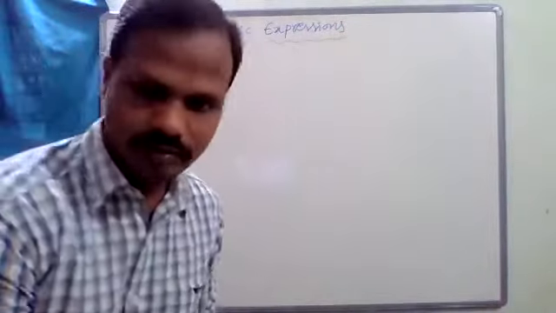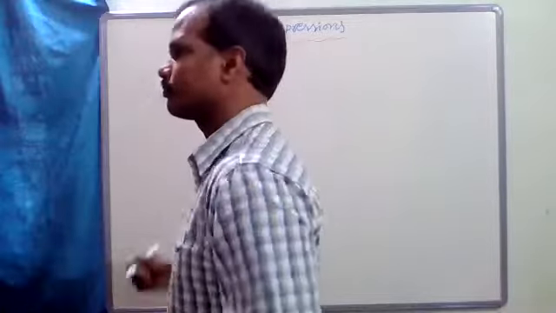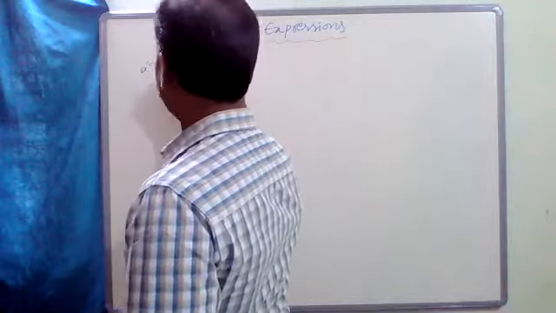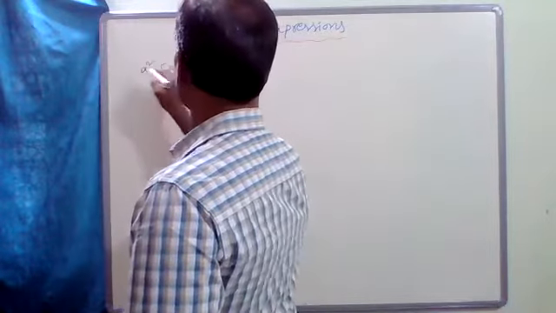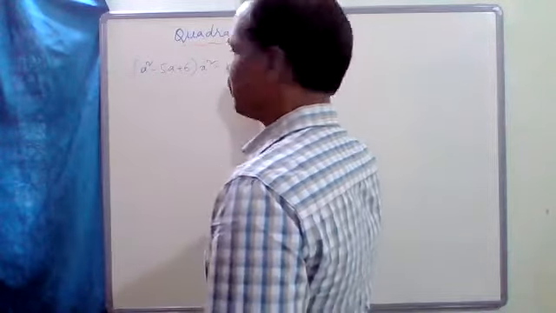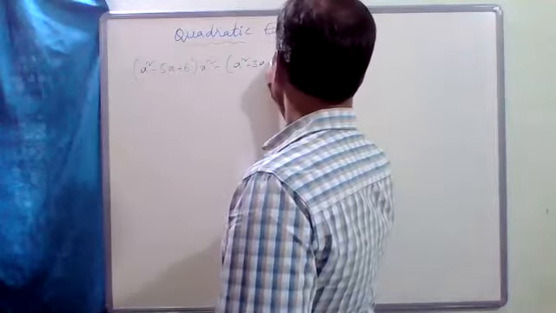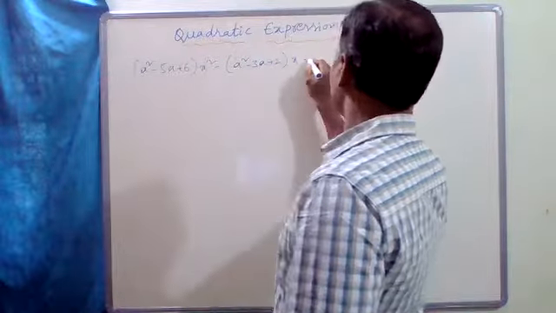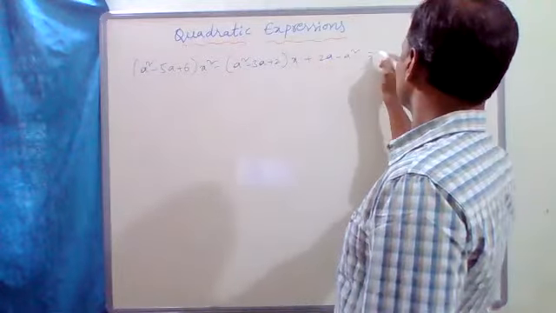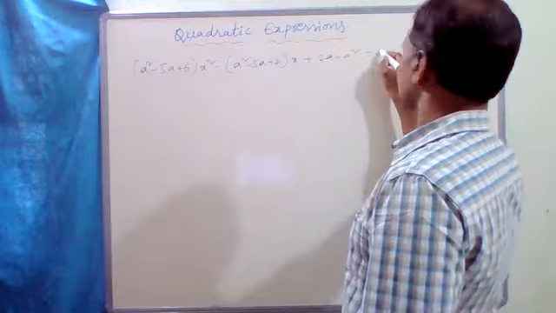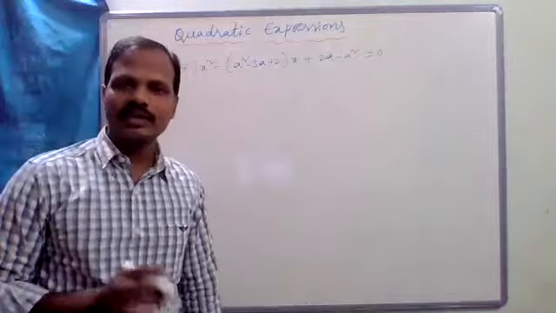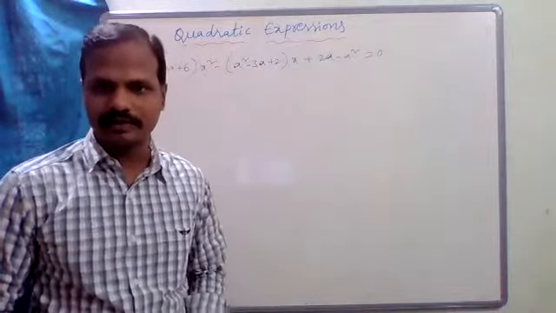Okay, so now we'll give one problem. A square minus 5a plus 6 into x square minus a square minus 3a plus 2 into x plus 2a minus a square equal to 0. If it has more than two roots, then find the value of a.